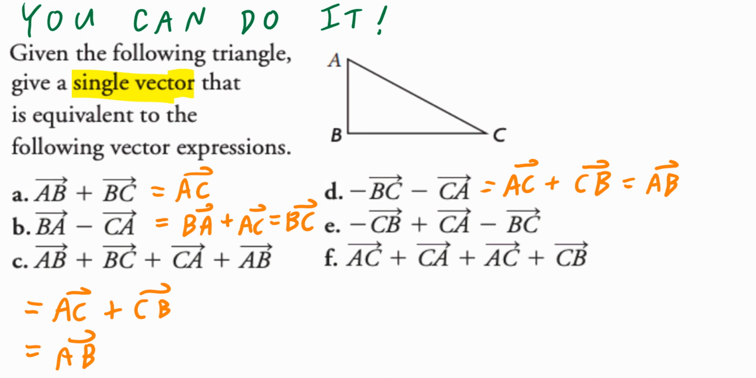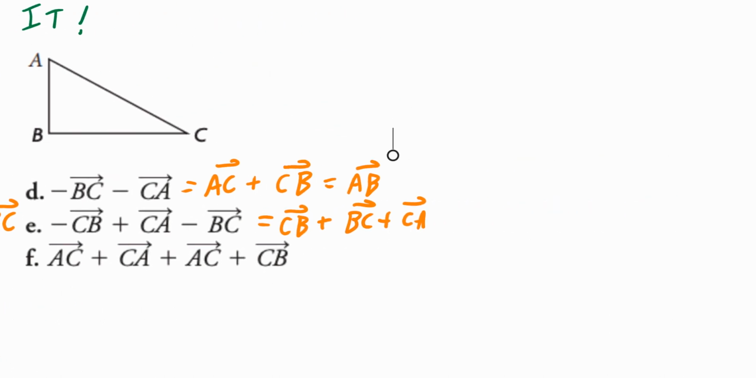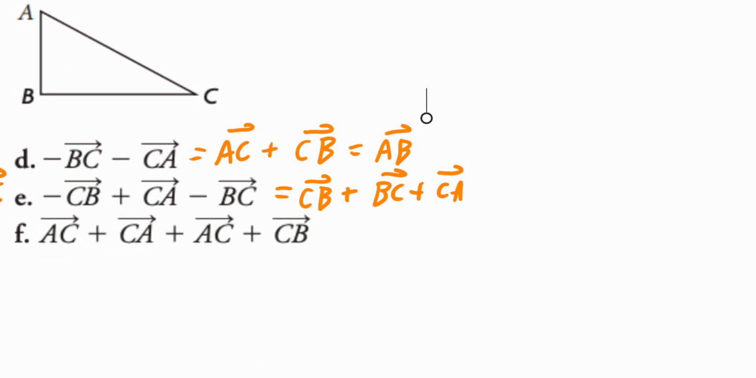Part E, negative vector CB plus vector CA minus vector BC. So this equals, if I think about negative vector CB, that is the same as positive vector BC, which I'm going to put in the middle. Vector CA, I'm going to copy as is, which I'm going to put at the end. And negative vector BC is the same as positive vector CB. I know this because I'm thinking about it mentally before I write it down on the whiteboard. And algebraically, if you want to go super fast, you can tell this equals vector CA.